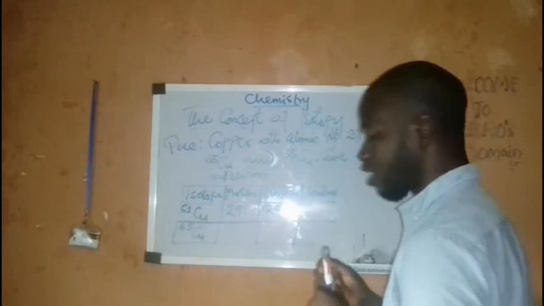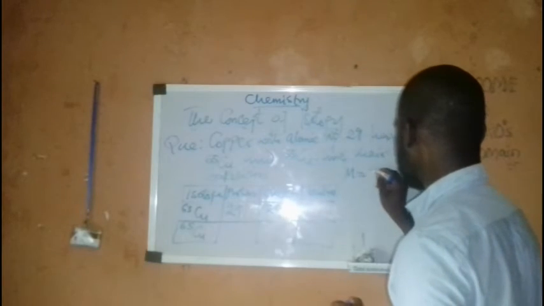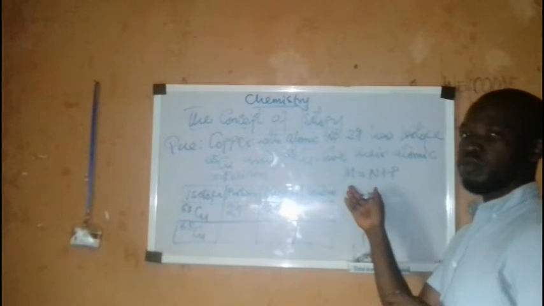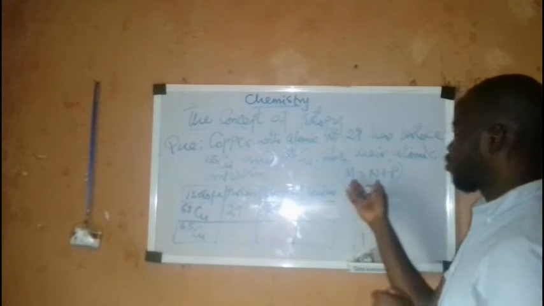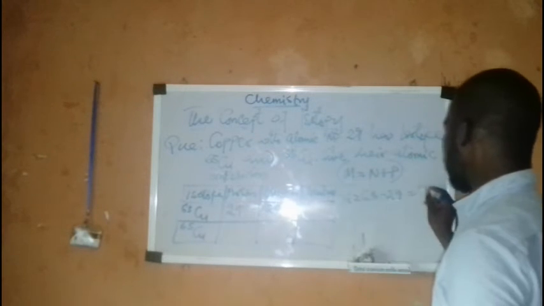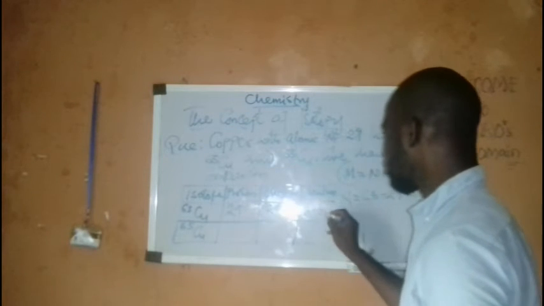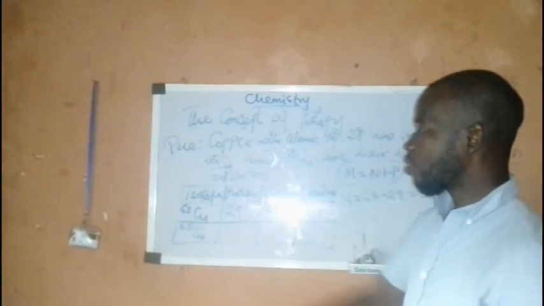Now this is the formula to calculate the number of neutrons. Mass number is equal to the number of neutrons plus protons. This is the formula. To calculate the number of neutrons, we use this, and this gives us 34. So the number of neutrons here is 34. I believe this is understood.